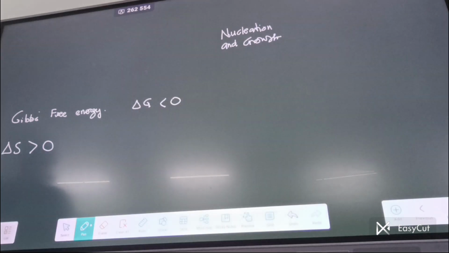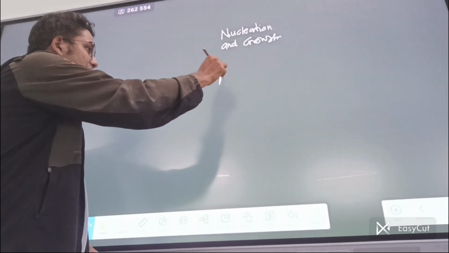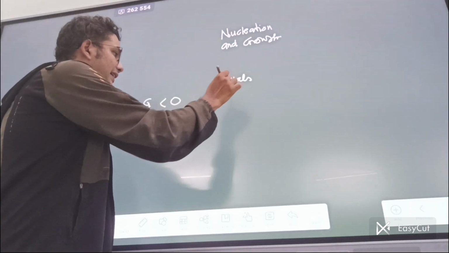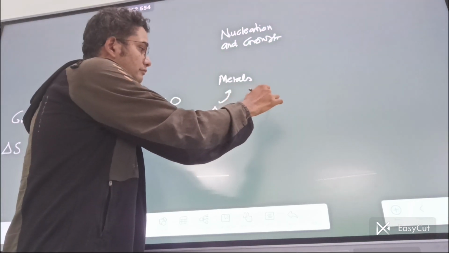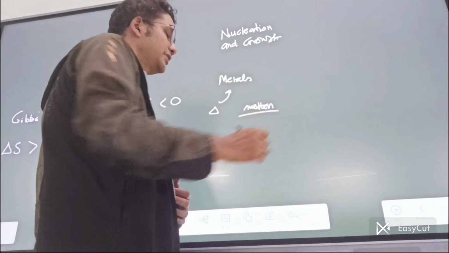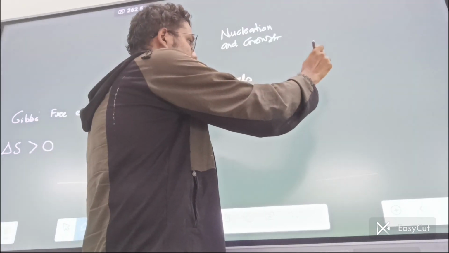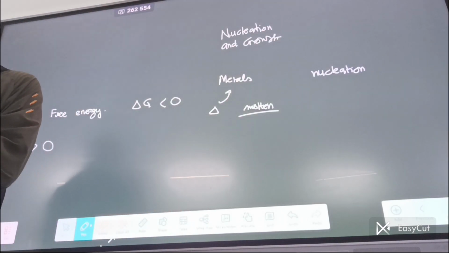Nucleation and growth. What is nucleation and growth? Suppose you have taken a metal, any metal. You apply heat and you melt it, mold it. Now again you are reducing the temperature and making it solidify. When it solidifies, the first process of solidification or growth is nucleation. What is nucleation? Few atoms will come and stick together.